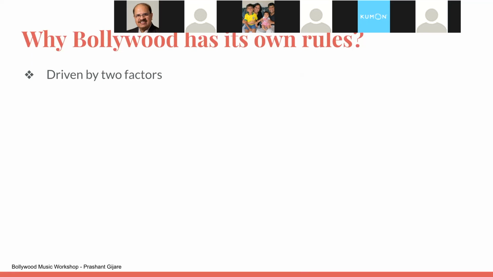So why does Bollywood have its own rules? People say Bollywood is different from the typical Indian music. Why is it different? It is driven by two factors. First is what sells. Whatever sells, Bollywood makes it. If a new trend is brought by somebody, others will follow it. And the second rule, same: what sells. If it sells, Bollywood will make it.